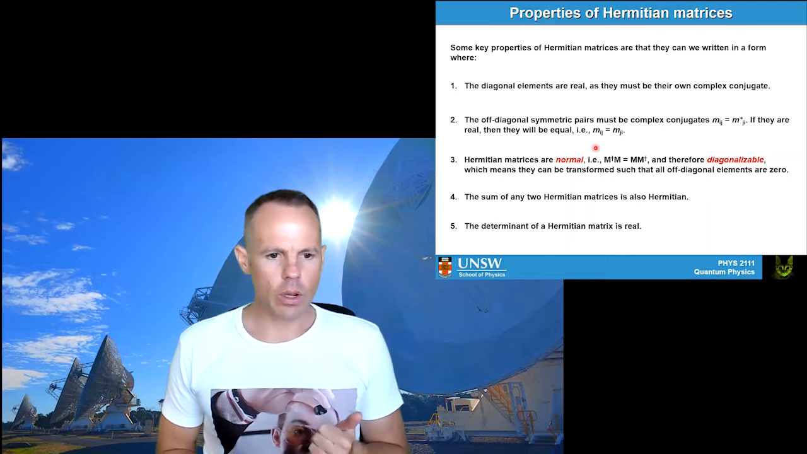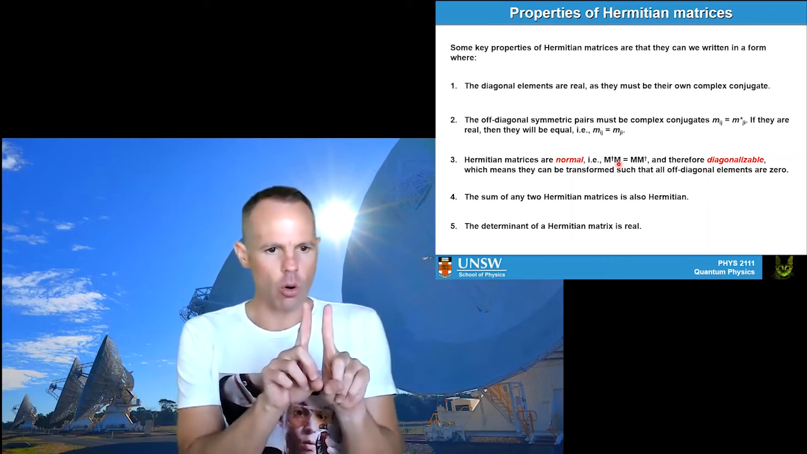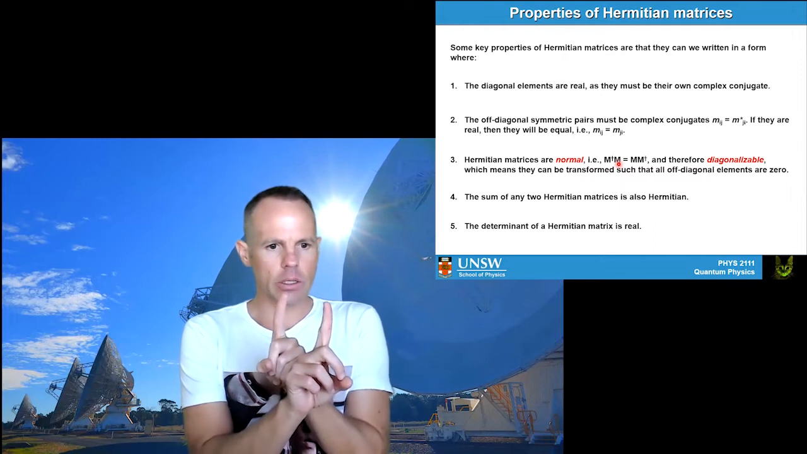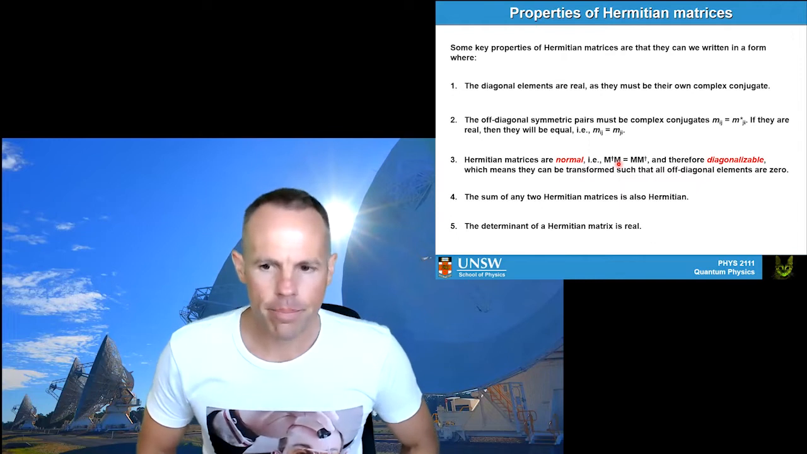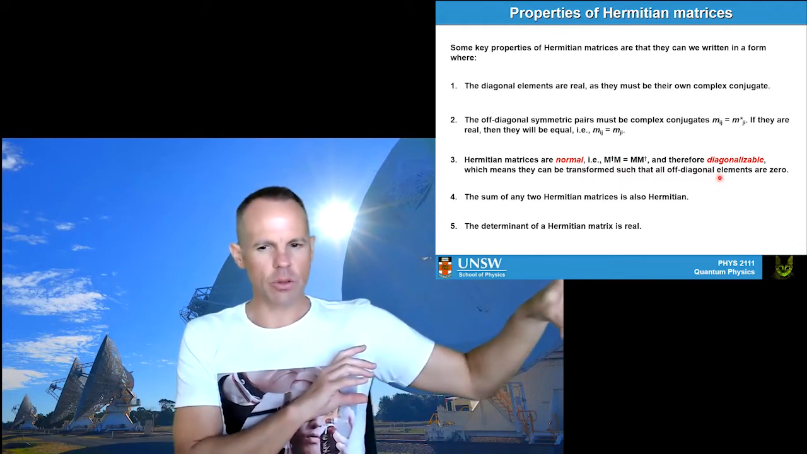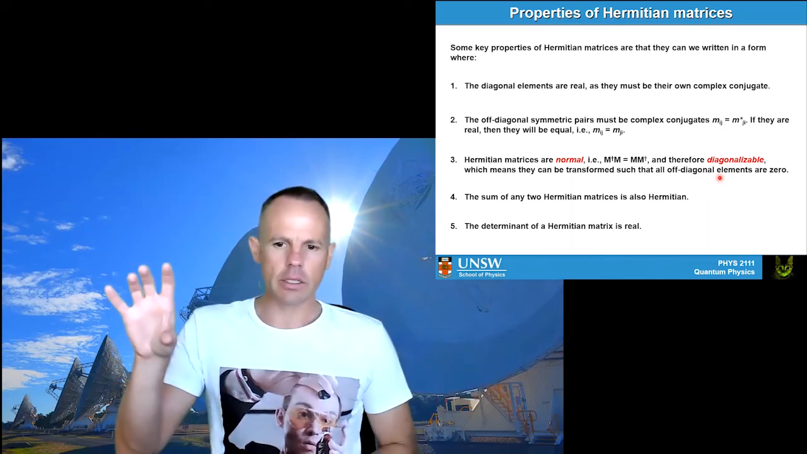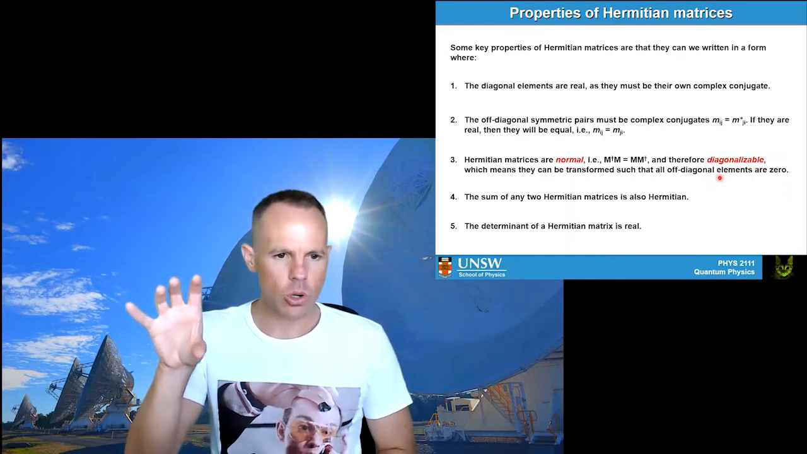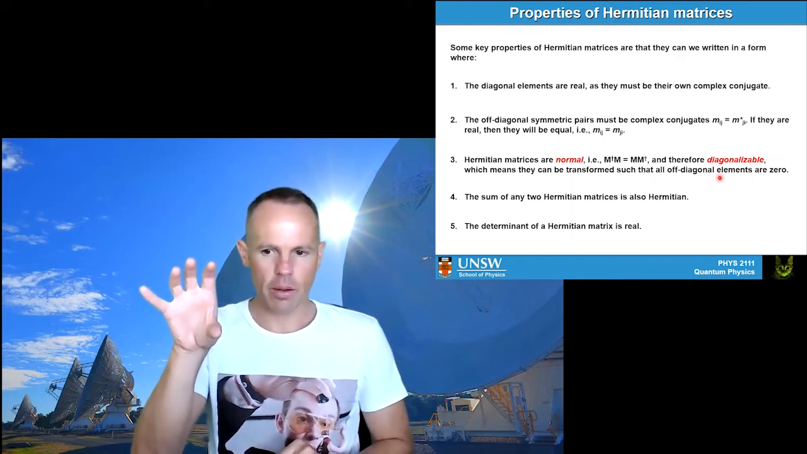Hermitian matrices are what we call normal, which basically just means that the order of operating a matrix and its Hermitian conjugate doesn't matter. And we're not so fussed with normal, we're more fussed with the implications of normal, which means that it's diagonalizable. And we'll talk a little bit more about diagonalizable later on when we look at eigenvalues in a bit more detail.